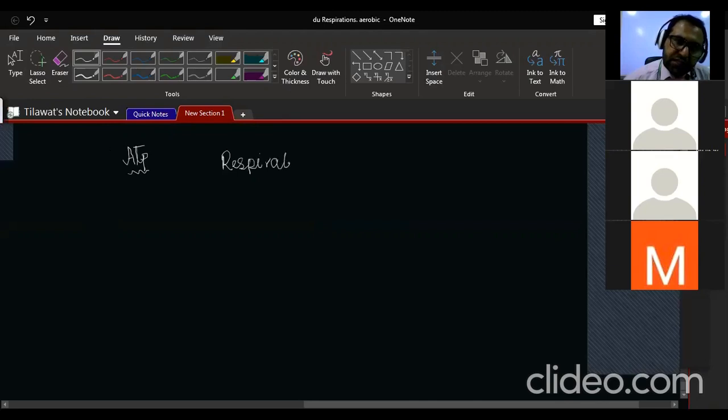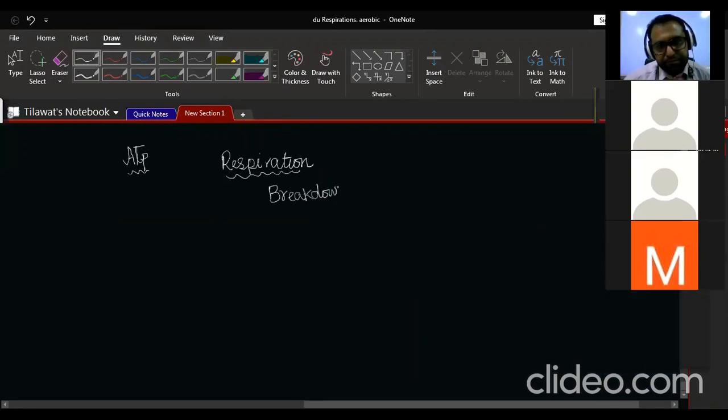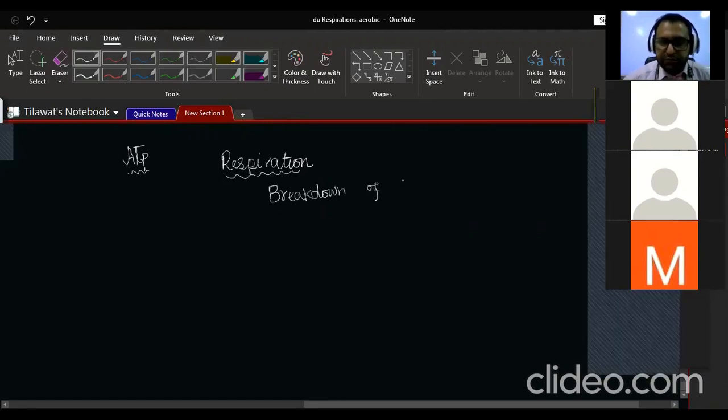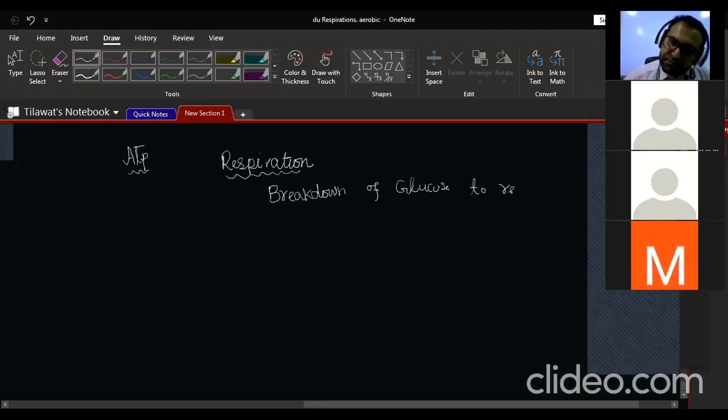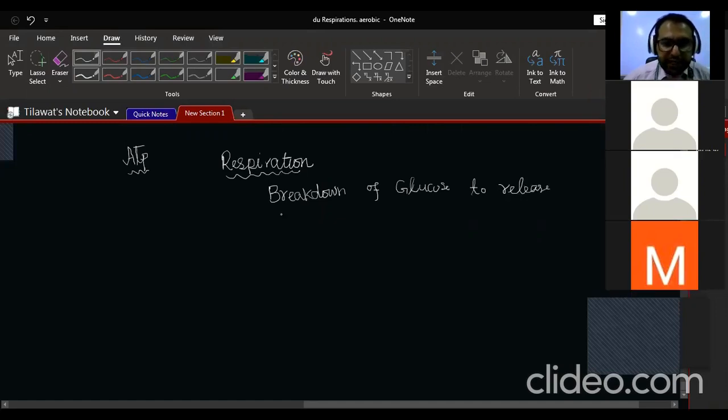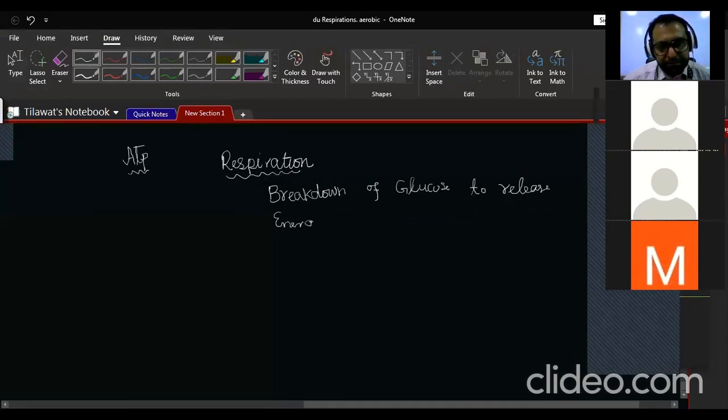Respiration is actually the breakdown of glucose molecule. Breakdown of glucose molecule to release what? To release energy in the form of ATP. ATP means adenosine triphosphate.